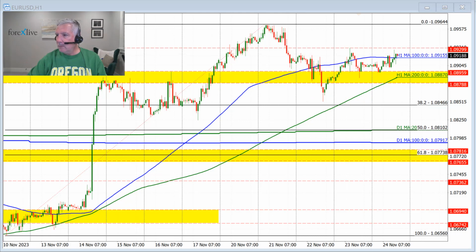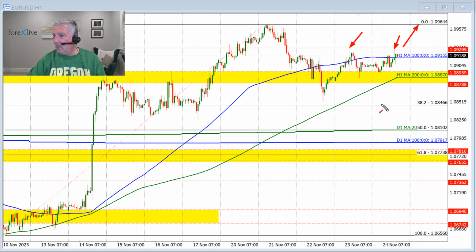What we'd want to see is the price move above the high price from yesterday's trade. That comes in at 1.09, let's call it 30. If we get above that level, and today we haven't been able to get above that level, it should open the door for further momentum with the potential for a move up to the high price from Tuesday's trade, 1.09644. That would be the target here.